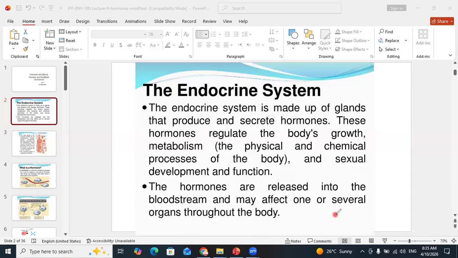If I summarize this slide, the endocrine system is a system of glands. These glands produce chemical substances called hormones. These hormones do three major jobs: regulating the growth of the body, regulating the metabolism, meaning any physical and chemical changes occurring in the body, and being responsible for sexual development and function, how the reproductive organs will develop and how they will function.